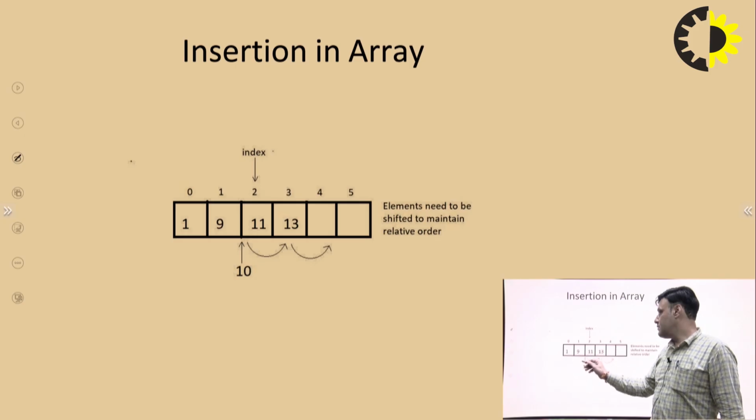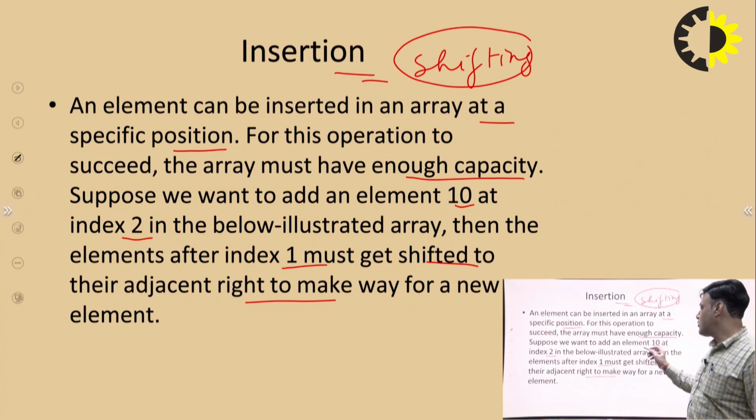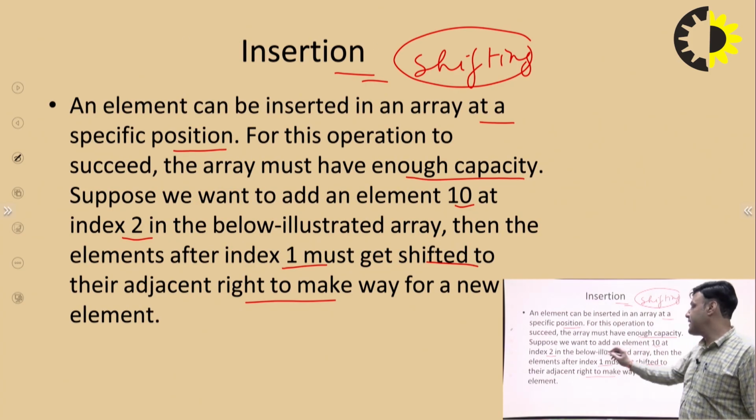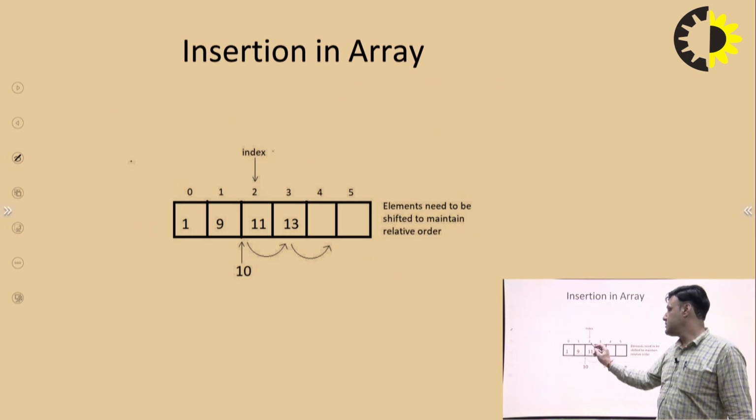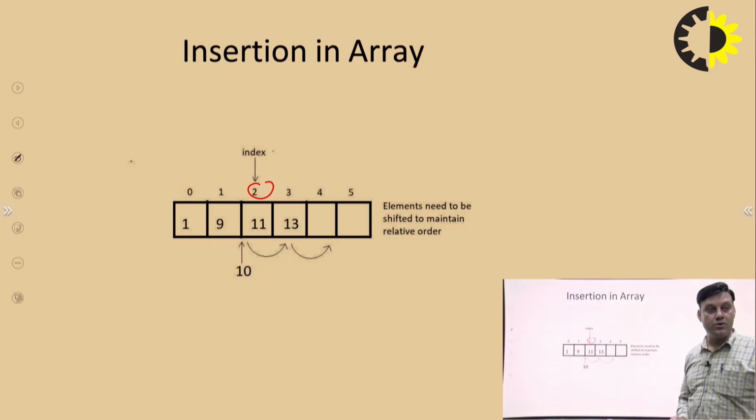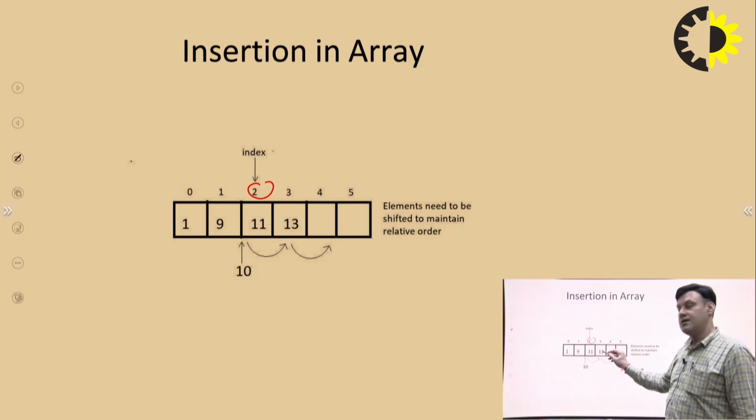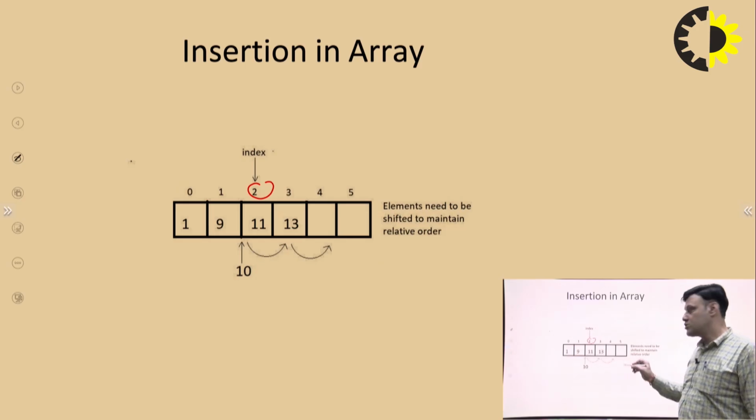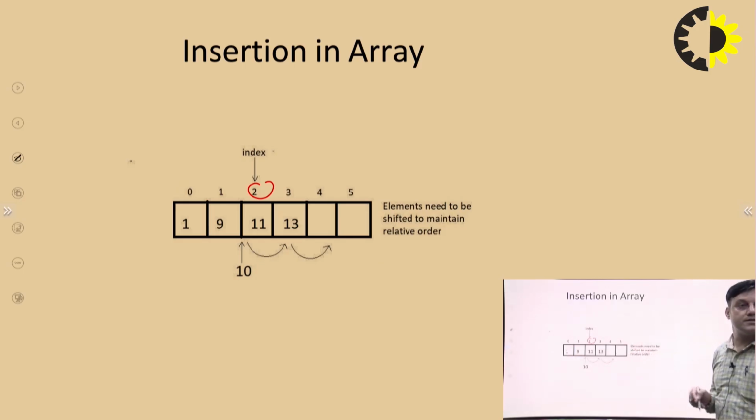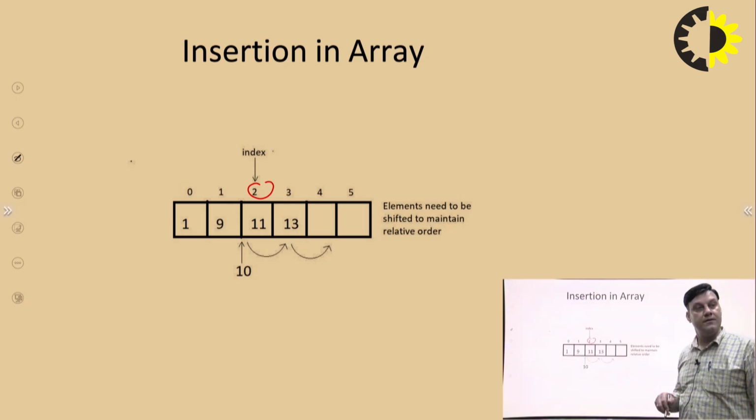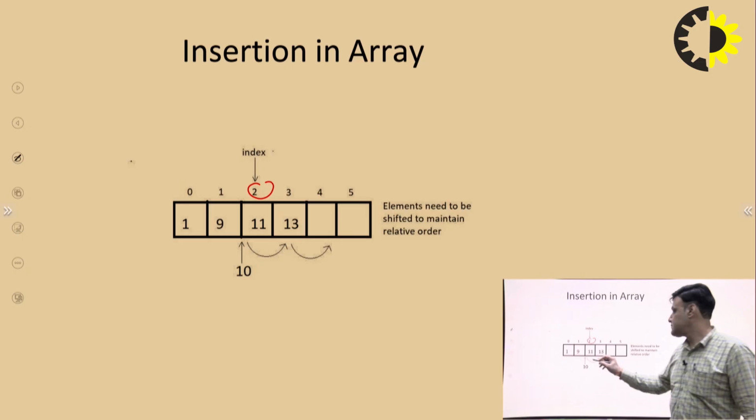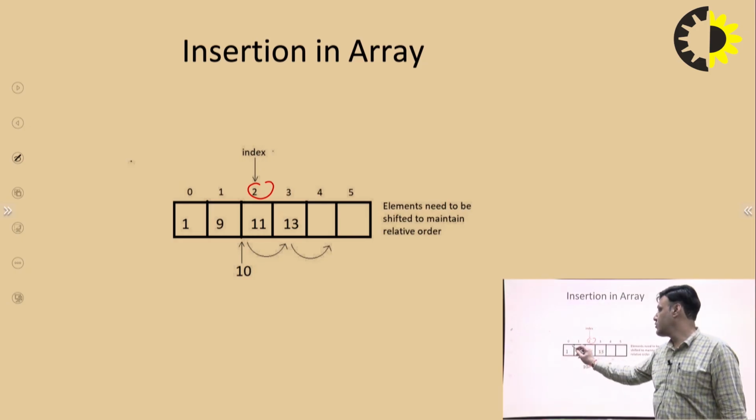For example, just see. We want to add an element 10 at index 2. 0, 1, 2, means here at index 2 we are going to insert element 10. So if we are going to insert element 10, then we are going to shift this 11 to the next index position, 13 to the next index position. It means enough space should be there. This shifting will take place. Elements need to be shifted to maintain relative order, right?